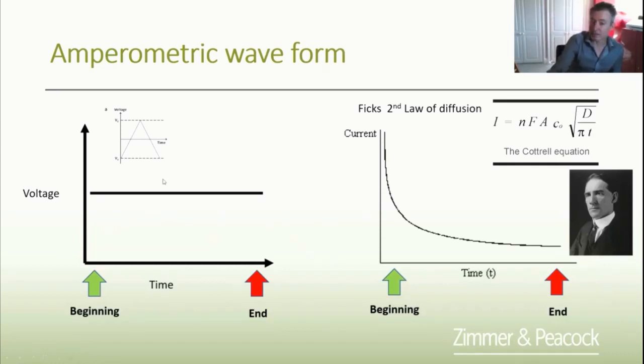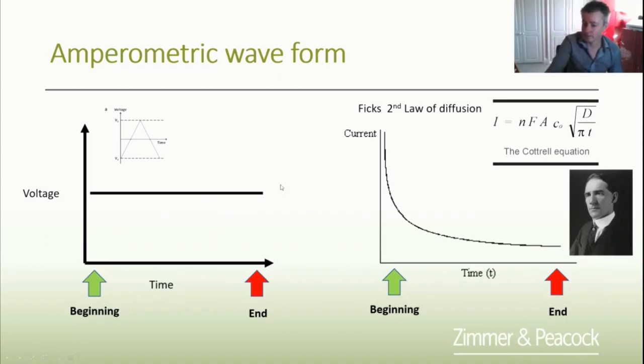So in cyclic voltammetry, when Andre did the cyclic voltammetry, he scanned the voltage up, he scanned the voltage down. In amperometry, we don't scan the voltage, we just keep it constant. So we have voltage versus time, and it's just a constant. For example, if we were trying to make an oxygen sensor, we would just apply minus 625 millivolts.